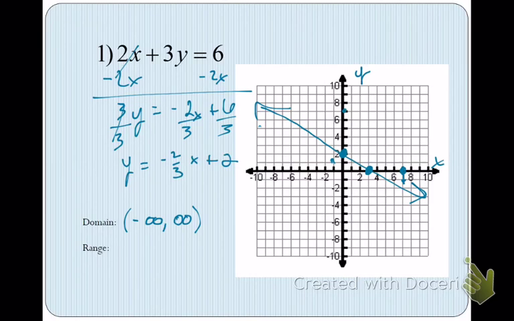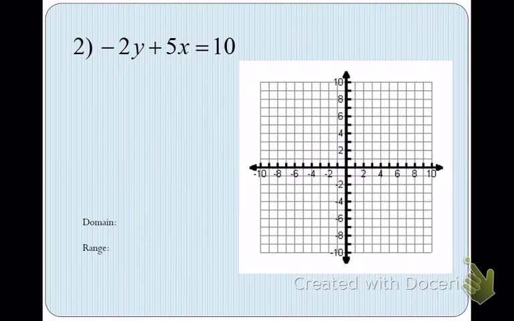In other words, there's a point on this line that has a 7 as a y-coordinate. Same thing for every other value on this y-axis. So the range is also negative infinity to positive infinity. It extends up and down forever, so it goes from negative infinity to positive infinity. Okay? That's how domain and range works.